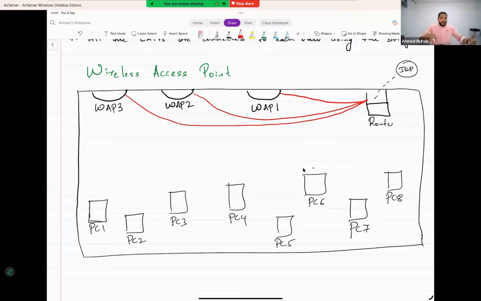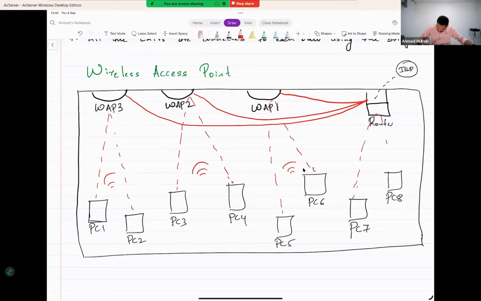Each of these PCs can be smartphones. No, a smart TV doesn't connect wirelessly. Think about phones, tablets, and laptops. They are all wirelessly connected through Wi-Fi, and then maybe these two will be connected to this router wirelessly.